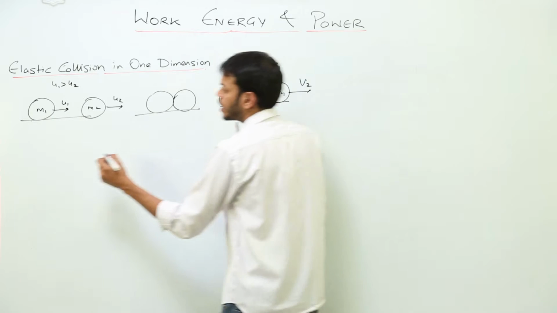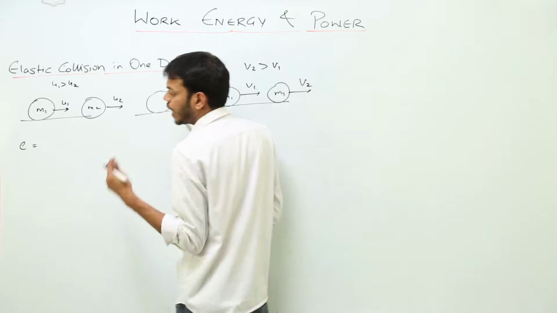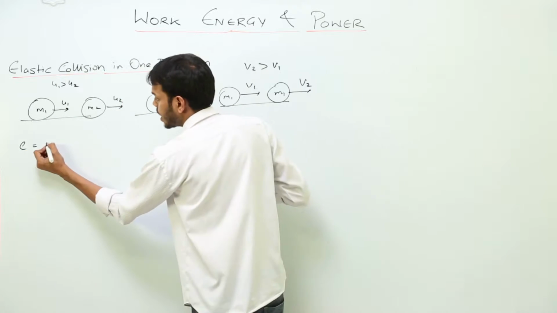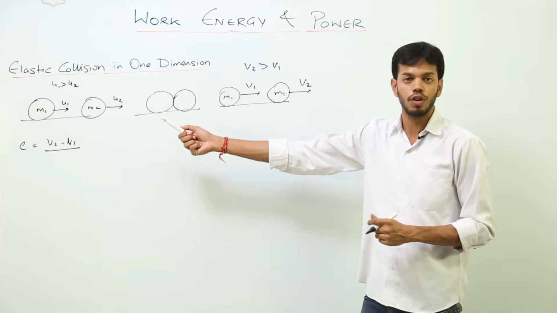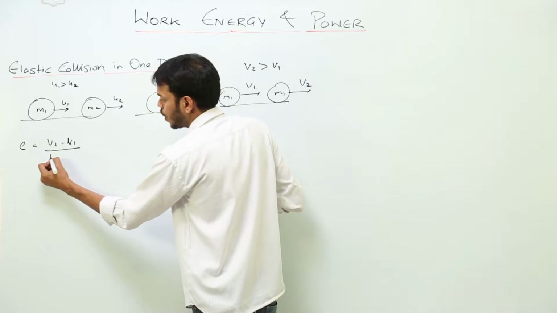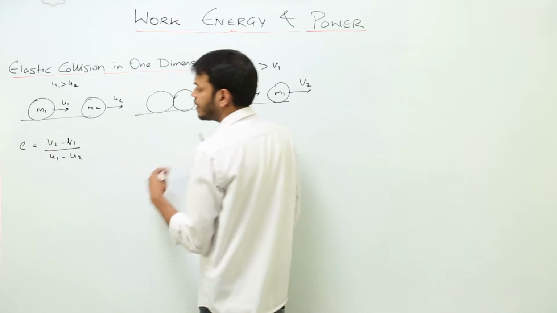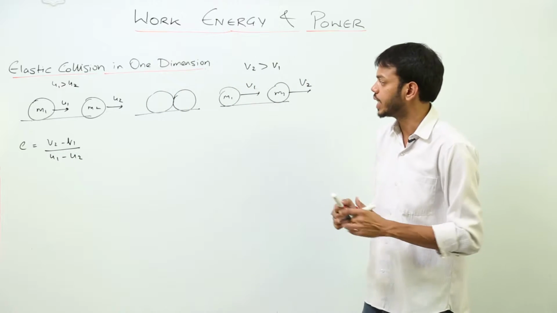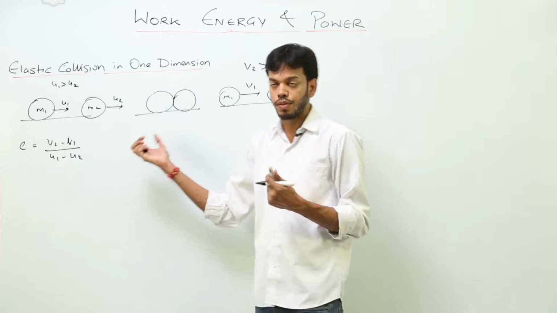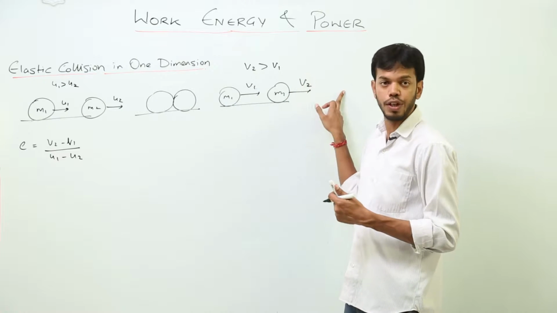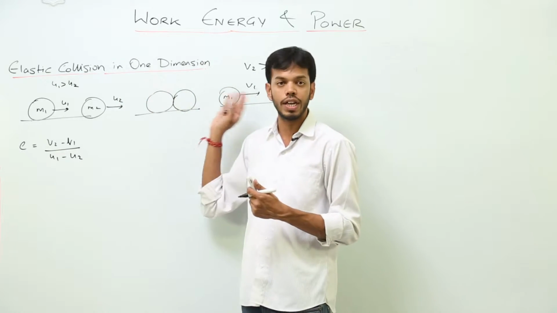and hence the relative velocity of separation is v2 minus v1, and that is how we derived the value of coefficient of restitution, that is v2 minus v1 over the relative velocity of approach, which is u1 minus u2, right? So we have just revised the concept of coefficient of restitution. Now we'll start. What do we have to do? We have to find the value of v1 and v2 in terms of u1, u2, m1 and m2.